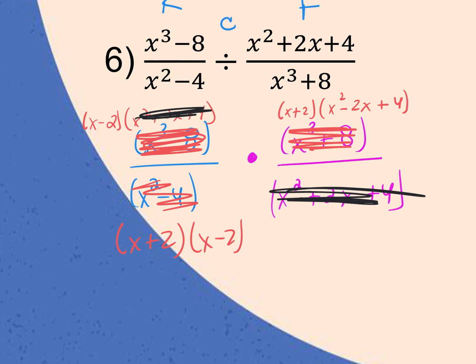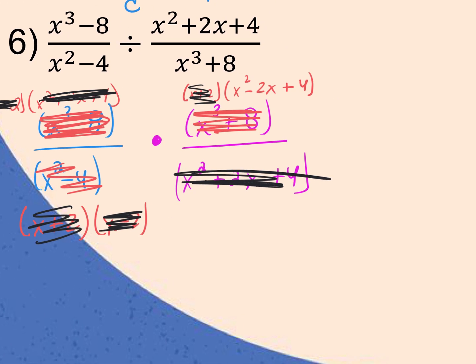Do you notice anything else you can cross out? I have an x minus 2 in the numerator and an x minus 2 in the denominator. What else? X plus 2 in the numerator, x plus 2 in the denominator. So what are you guys left with? X squared minus 2x plus 4. Does that factor at all? Are there factors of 4 that multiply to give you 4 but add to give you a negative 2? No. Okay, so you're good.